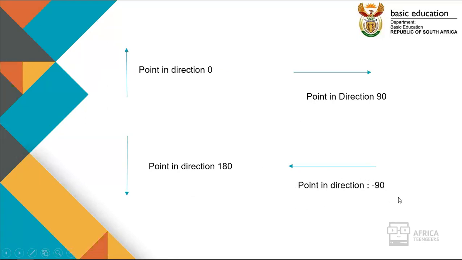Then you must say point in direction minus 90. Can you see the negative number there? So this is direction 90, that is direction minus 90. This is direction zero. You remember we reset the ball, the one that we were bouncing up and down the screen. We set it to point in direction zero because we didn't want it to go to the right. We wanted it to go up. So up is direction zero and down is point in direction 180, right?